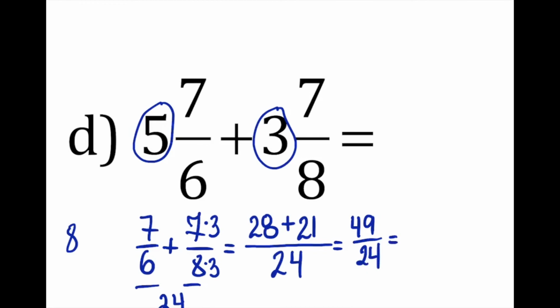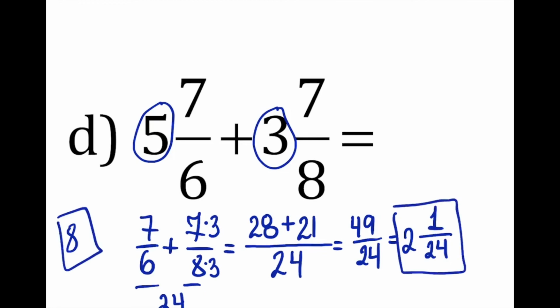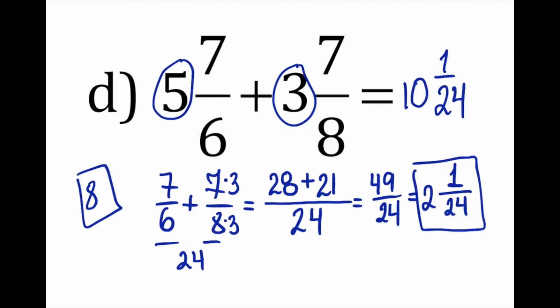Now 24 can go into 49 twice. 2 times 24 is 48, and that leaves me one remainder. Together, 8 plus 2 and 1 24th gives me 10 and 1 24th. And this is it for adding and subtracting fractions with different denominators and mixed numbers while you're at it.